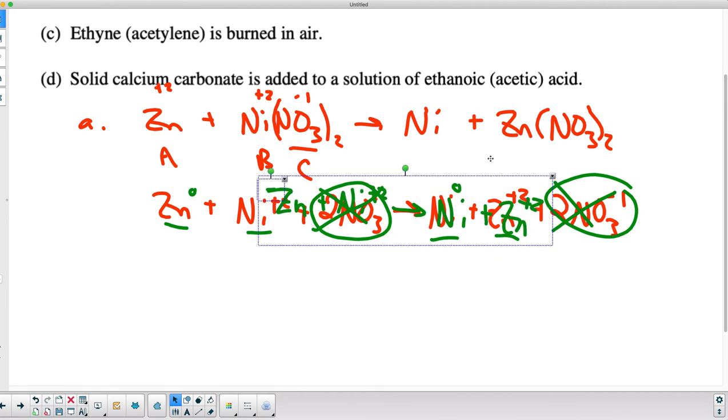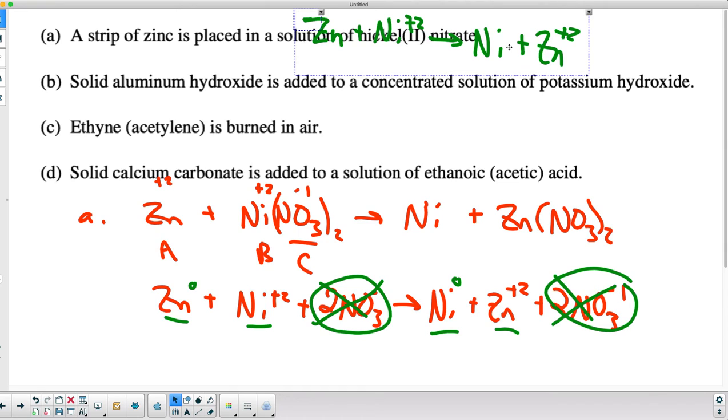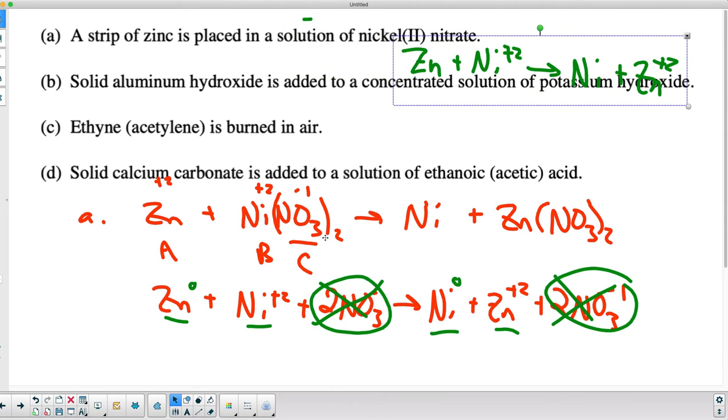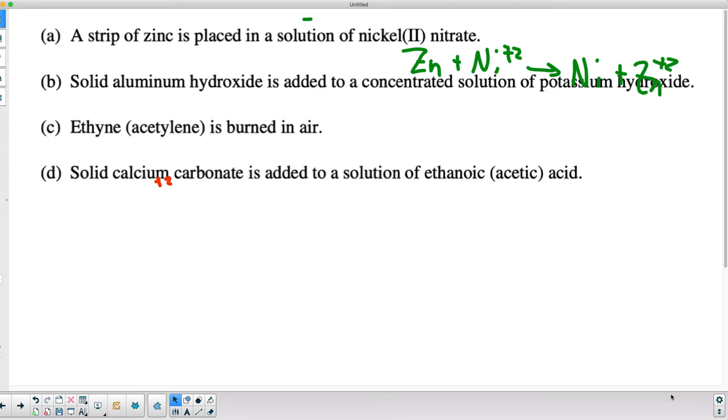Like that, and move it up to here. Like this, and then that's it. And now I'm going to get rid of the rest of this stuff here. And let's take a look at the next one.